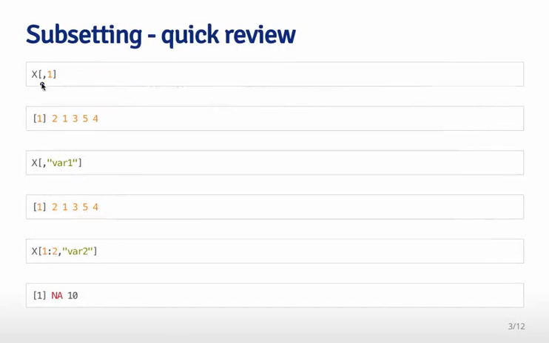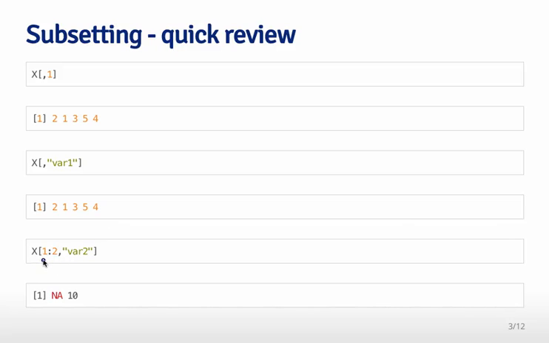So the first thing that I can do is subset a specific column by doing x open bracket comma 1. And what that'll do is actually open up just the first column of that data frame. The other thing that I can do is if I want to subset by a column, I can again do x open bracket comma, and then I can actually use the variable name before the closed bracket to subset out just that column.